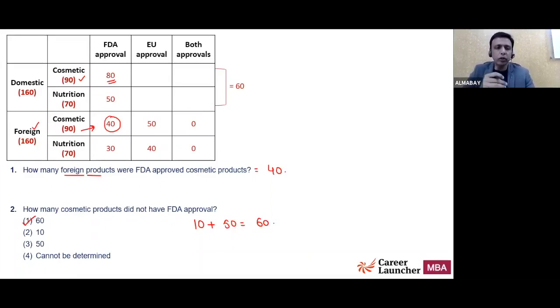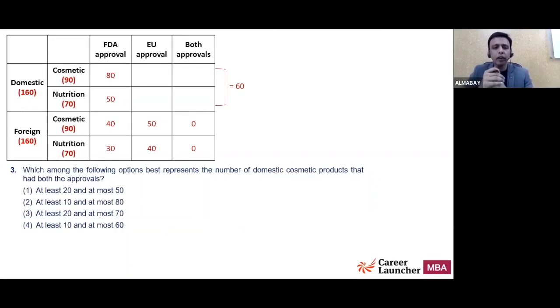The first two questions were pretty straight on the data given. The next question was involving some kind of basic understanding. Third says, which of the following best represents the number of domestic cosmetic products? So domestic cosmetic products that had both the approvals. So मुझे इसकी range define करनी है. Now logically understand, we had total of 60 over here. Obviously, if I minimize this, I would get maximum of this.